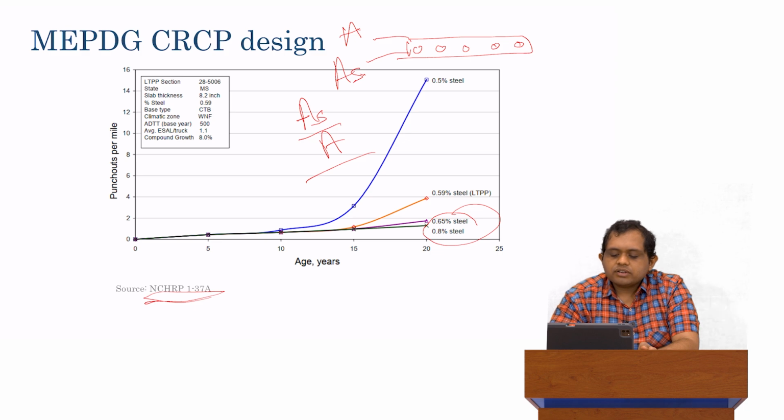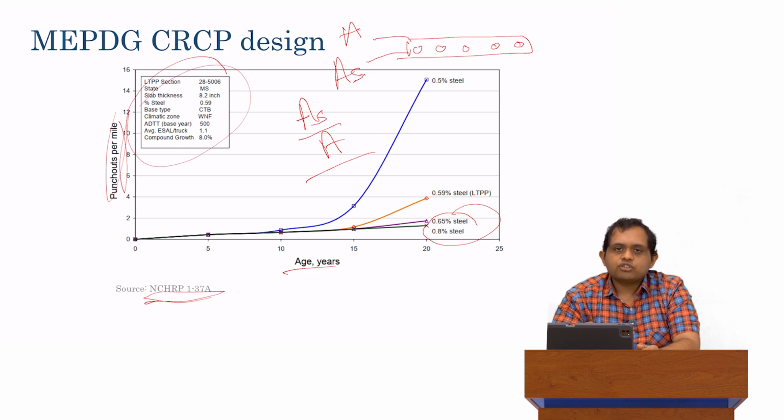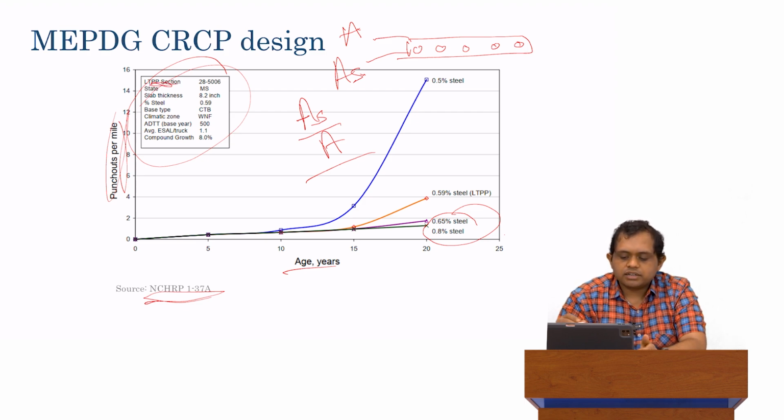What you see in this figure is, on the x-axis you have years, on the y-axis you have punch-outs per mile, which could be punch-outs per kilometer, you can just scale it. So this is punch-outs per mile on a particular section. And by the way, this is based on some numerical analysis, but is also based on some data which is actually collected using one of the LTPP sections. We talked about LTPP in an earlier lecture.